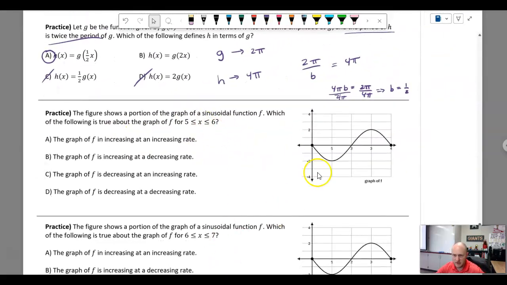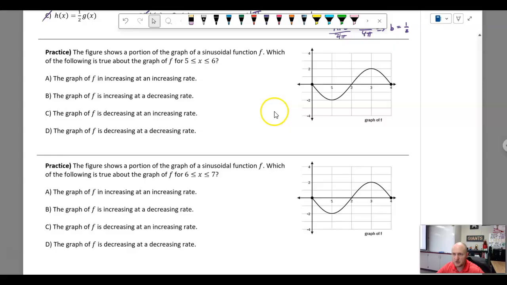All right, here's another question about increasing and decreasing rates. They give a graph of a sinusoidal function. Here is f, and they say which of the following is true about the graph of f for 5 to 6. So please go ahead, pause me. I want you to try this one, and then I'll show you the answer here.